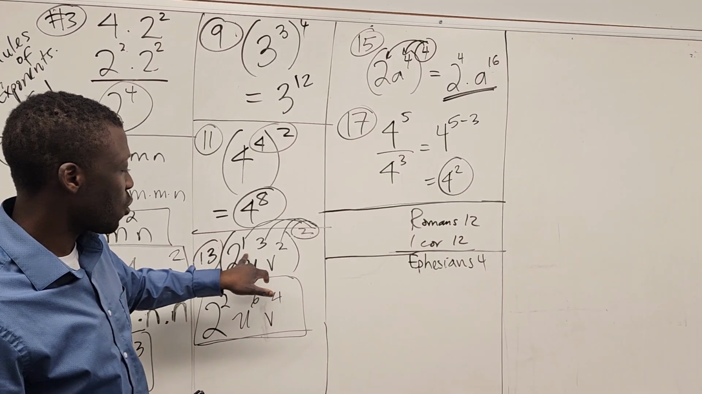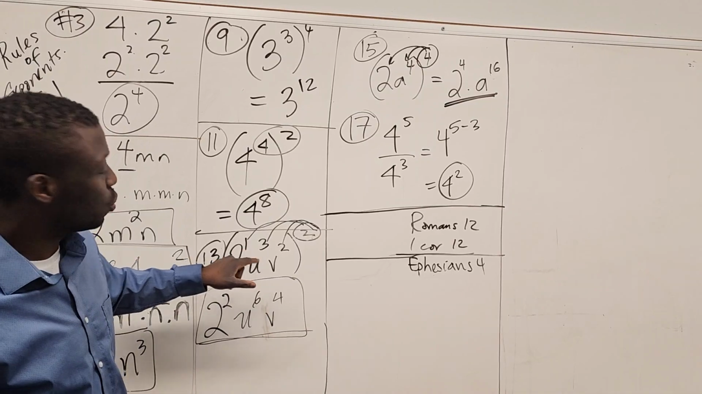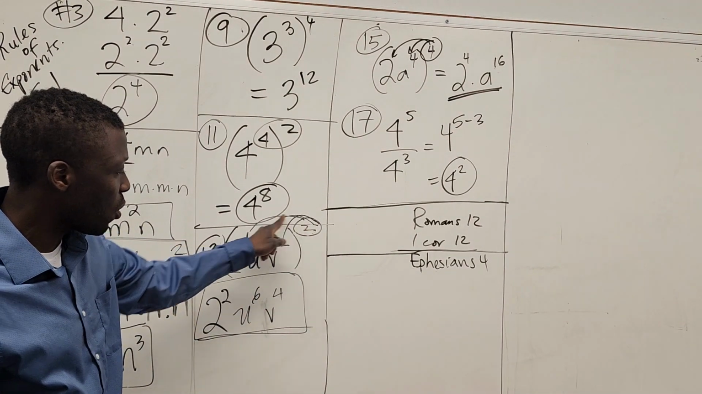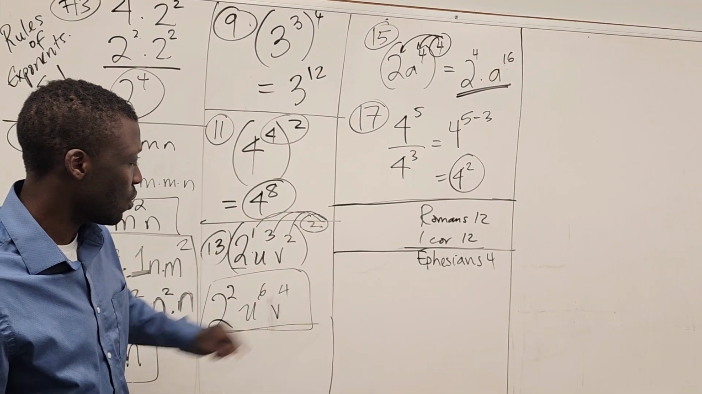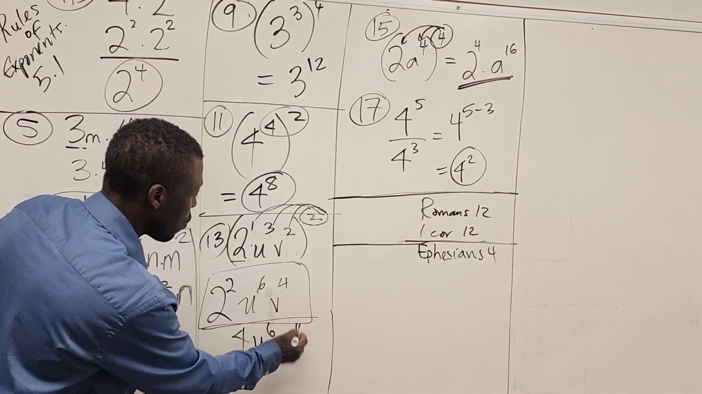Next, we have 2 to the 1st power, u to the 3rd, v squared, and a square. This was just written as a 2, but we know that there's a 1 there. And according to the rule, this power multiplies everything inside, and that's how we get 2 squared, u to the 6th, and v to the 4th. The answer here can also be written as 4, u to the 6th, v to the 4th.